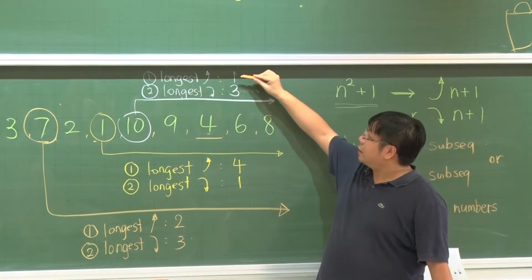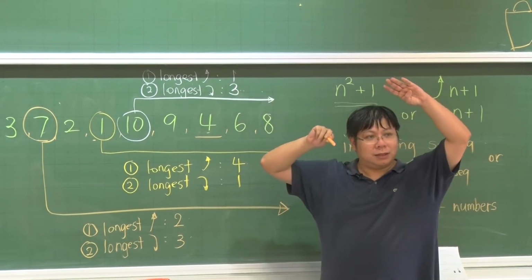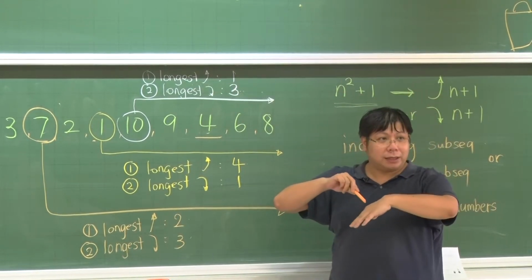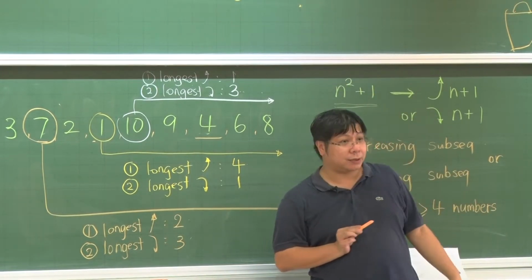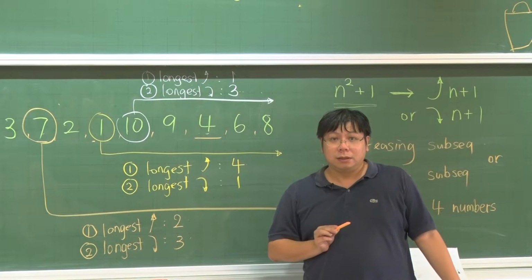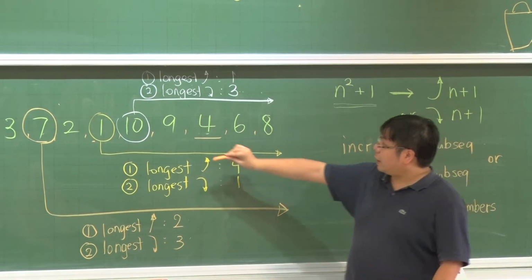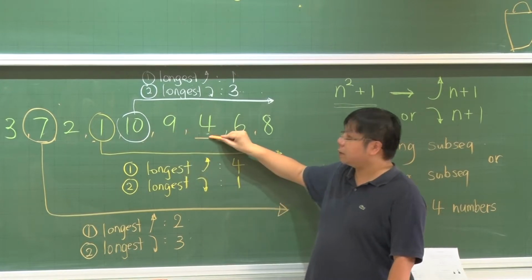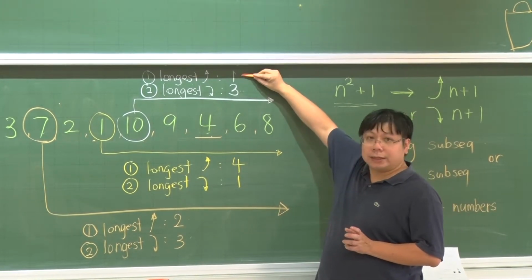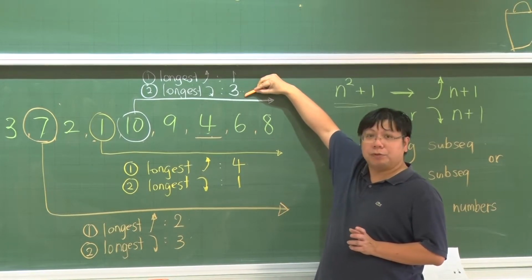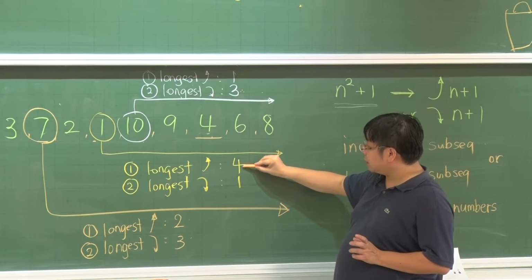I'm saying that if someone has longest increasing 1, longest decreasing 3, then you cannot find another one that has longest increasing 1 and longest decreasing 3 at the same time. Is that okay? So what I'm claiming is that for any two different positions, let's say this one and this one, they cannot have this number and this number to be the same. Is that okay? So this one is 1, 3. This one is 4, 1.